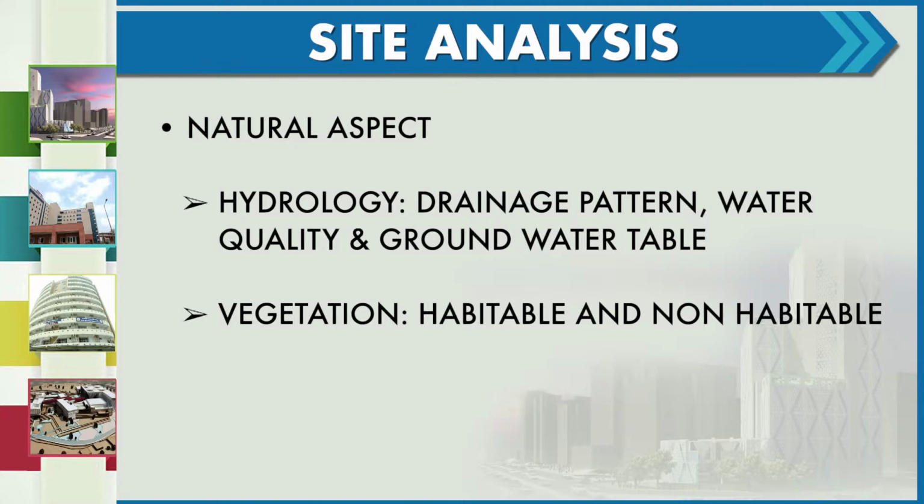The fourth is vegetation, which includes the identification of various kinds of vegetation such as plants, trees and other flora, fauna, and ultimately identifying the habitable and non-habitable trees and plants to retain or cut down for various purposes.